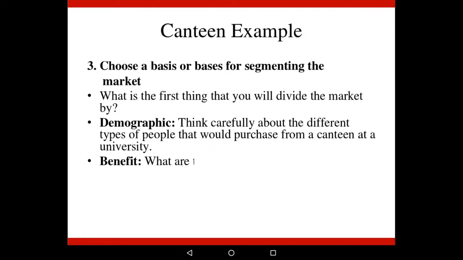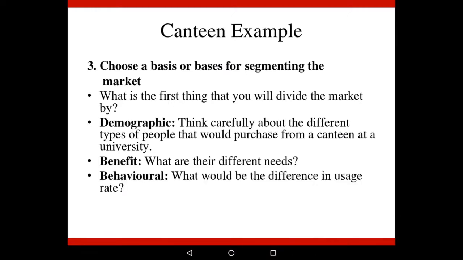Okay. Benefit. What are their different needs? What are the different people who buy at a canteen? What are their needs? What do they come and purchase products for? Behavioral. Do they have different usage rates? Are there some people who buy more often than others?